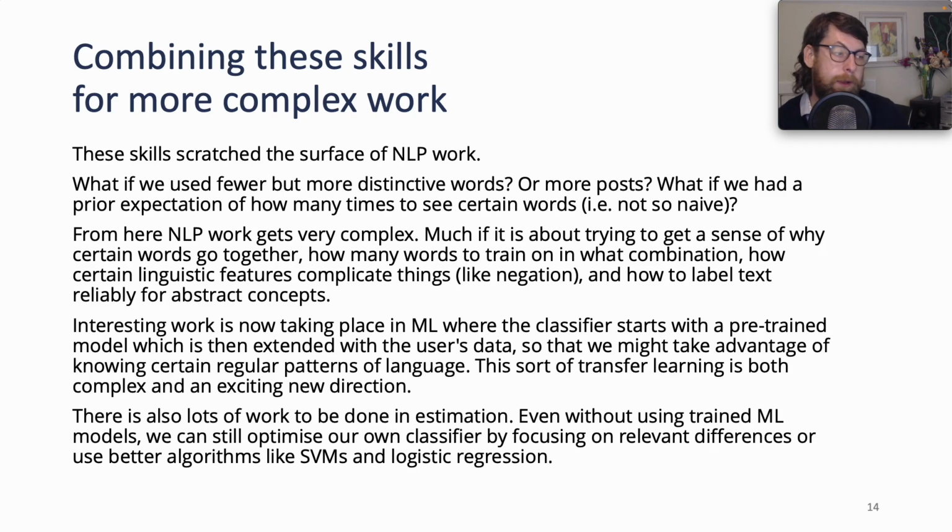But even without using a trained machine learning model, we can still optimize our own classifier by doing things like focusing on relevant differences or using better algorithms, support vector machines or perhaps logistic regression. Even though logistic might seem pretty straightforward, it's just a functional form. Here's all the things that we have as independent variables, and then we try to use that to predict a binary outcome, 0 or 1. It turns out it can be quite nuanced and effective for a lot of tasks.